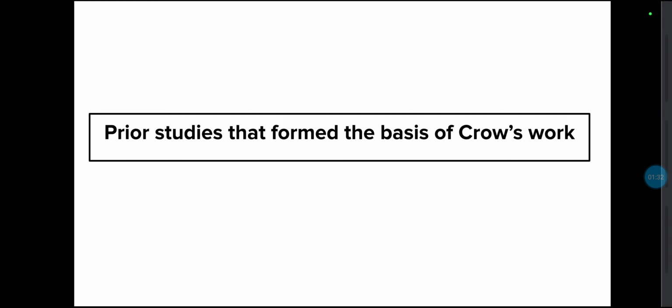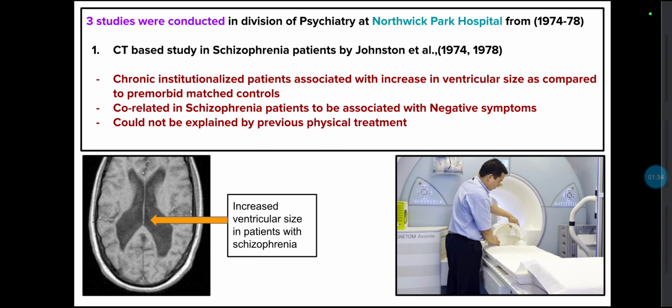These 3 studies were as follows. The first was the CT based study in schizophrenia patients by Johnston et al, conducted in 1974, with a subsequent study in 1978. In chronic institutionalized patients, the CT scan showed an increase in ventricular size as compared to premorbid matched controls.